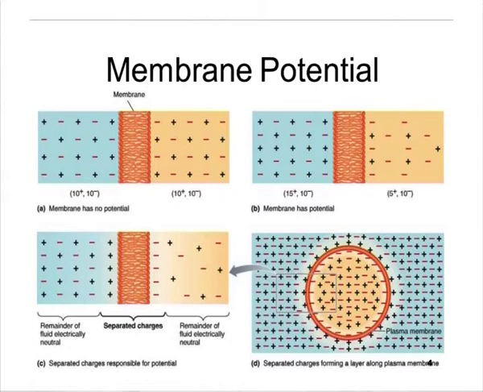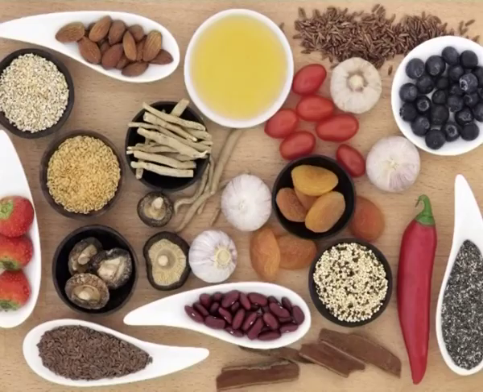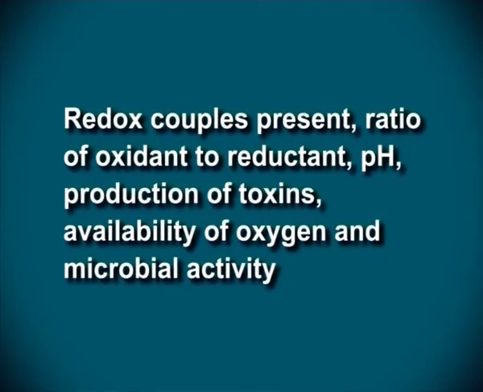When electrons are transferred from one compound to another, a potential difference is created between the two compounds and is expressed as millivolt or MV. The more highly oxidized a substance is, the more positive its electric potential will be, and vice versa. The OR potential of a system is expressed as EH. Aerobic organisms require a positive EH value for growth, while anaerobic organisms require negative or reduced EH values. The redox potential in food is the result of several factors: redox couples present, ratio of the oxidant to reductant, pH, production of toxin, availability of oxygen, and microbial activity.